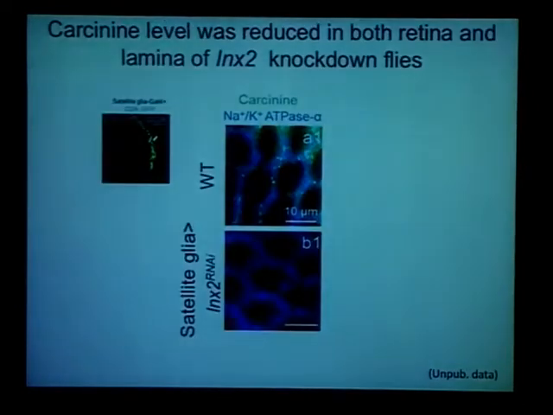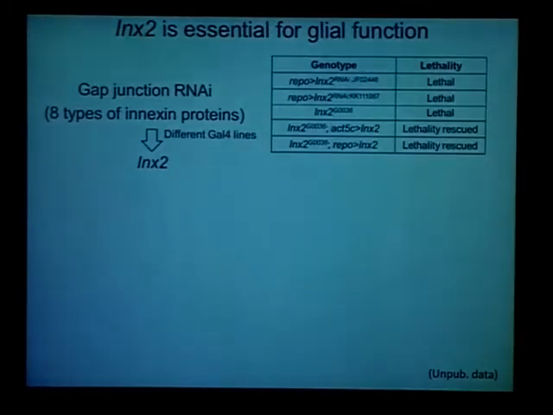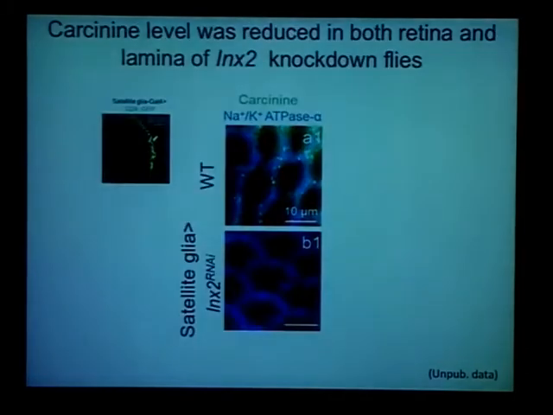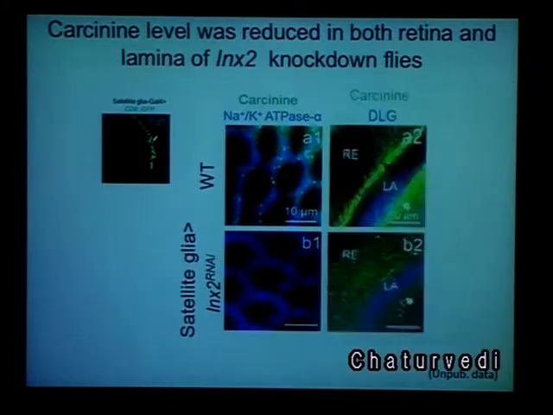So next we look at if we can knock this down in the satellite glia, which is a specific subtype of glia and which is present between the pigment cell and the epithelial glia, what will be the result? And then we knocked this down in the satellite glia and looked at the carcinine distribution pattern, and we found that there was a reduction in the knockdown flies as compared to the wild type.